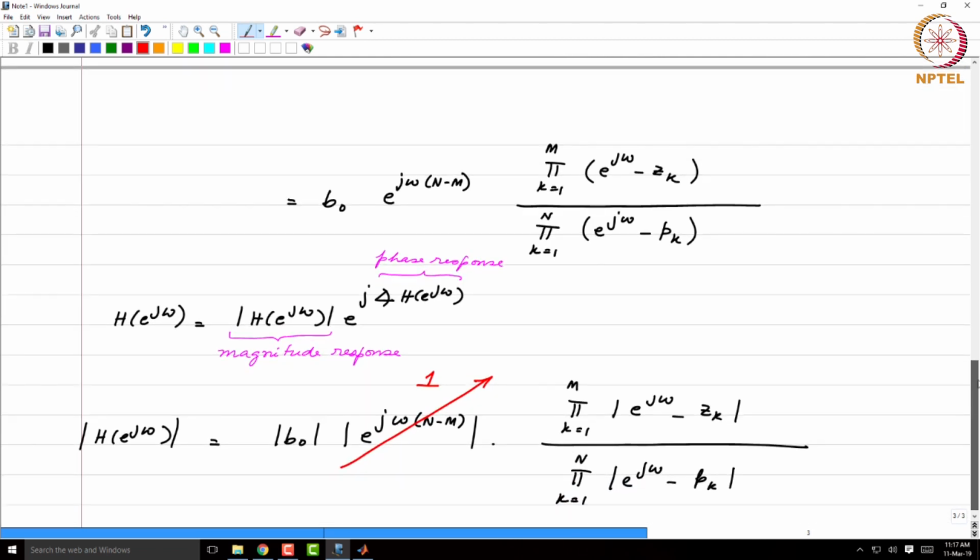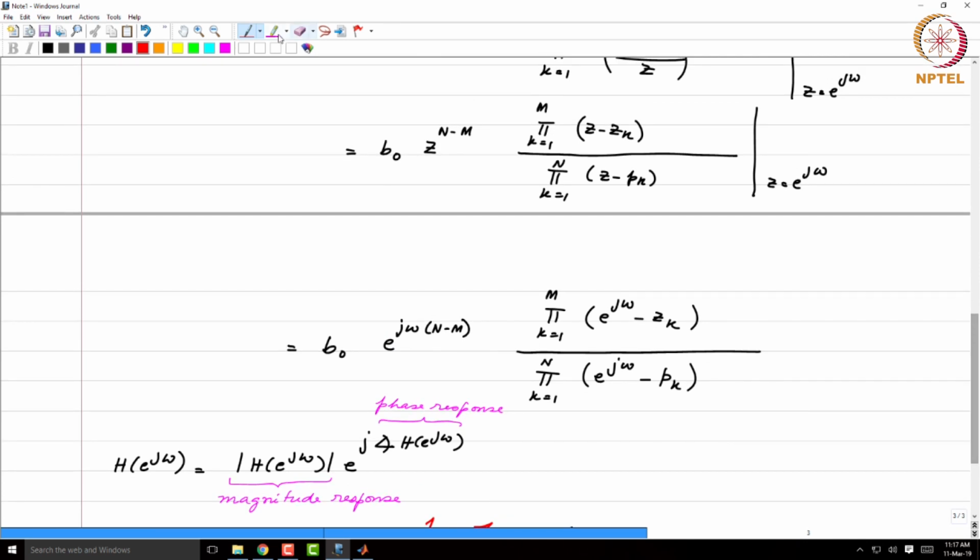And if you look at this term whose magnitude is 1, that factor is coming from z to the n minus m, and depending upon the values of n and m, z to the n minus m will be either a trivial pole or a trivial 0. If n were greater than m, this will be a trivial 0, otherwise it will be a trivial pole of order magnitude of n minus m.